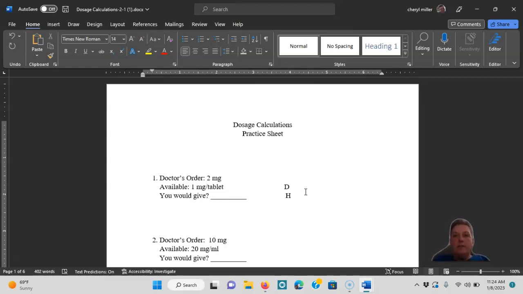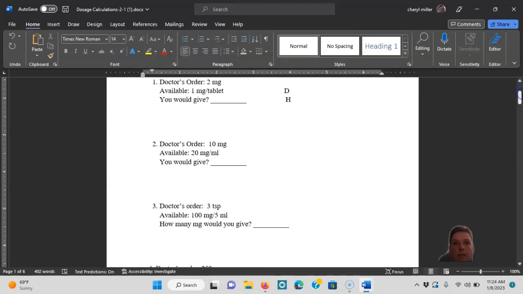Now, before you hit submit, you look at it and say, does that make sense? I want 2. How many of those tabs am I putting in my hand? Okay. If I do this and I get a half, does that make sense? Probably not. What would a half of that tablet equal? 0.5 milligrams. Okay. So I would want 2 tablets given. Okay, let's go to the next one.